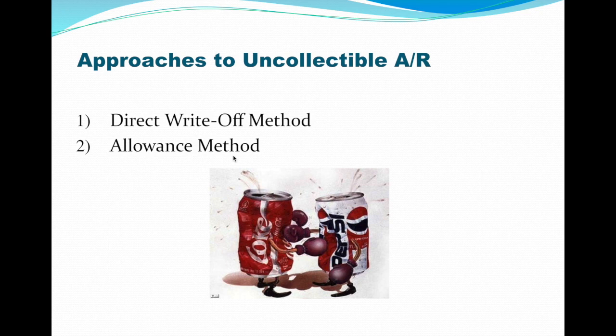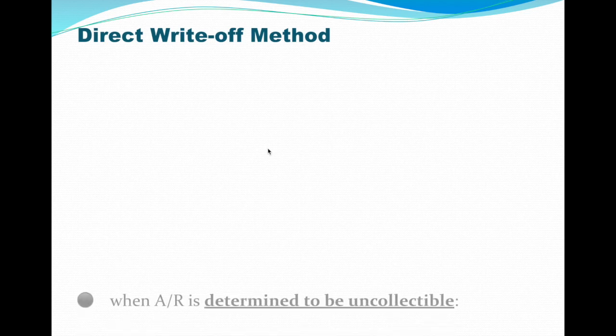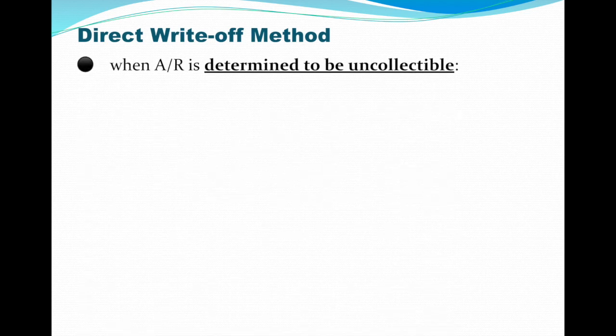This is more complicated, but it is by far and away the most accurate, reliable, and dependable method of recording these uncollectible accounts receivables. And again, while it is more complicated, it's far more useful. So let's start off with the simple one, the direct write-off method.